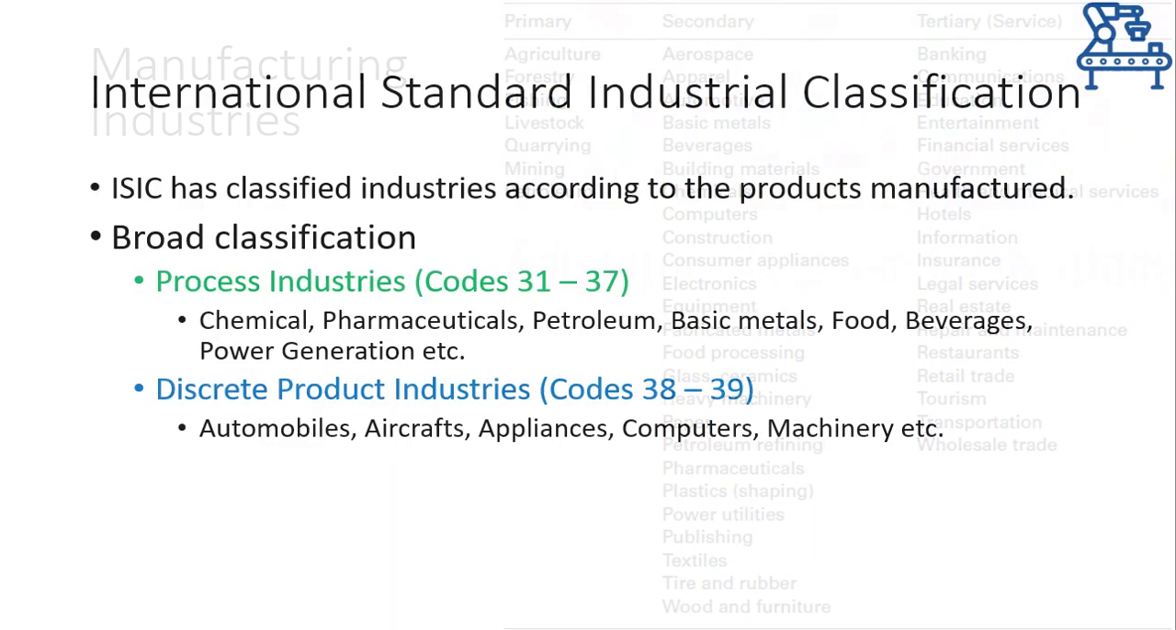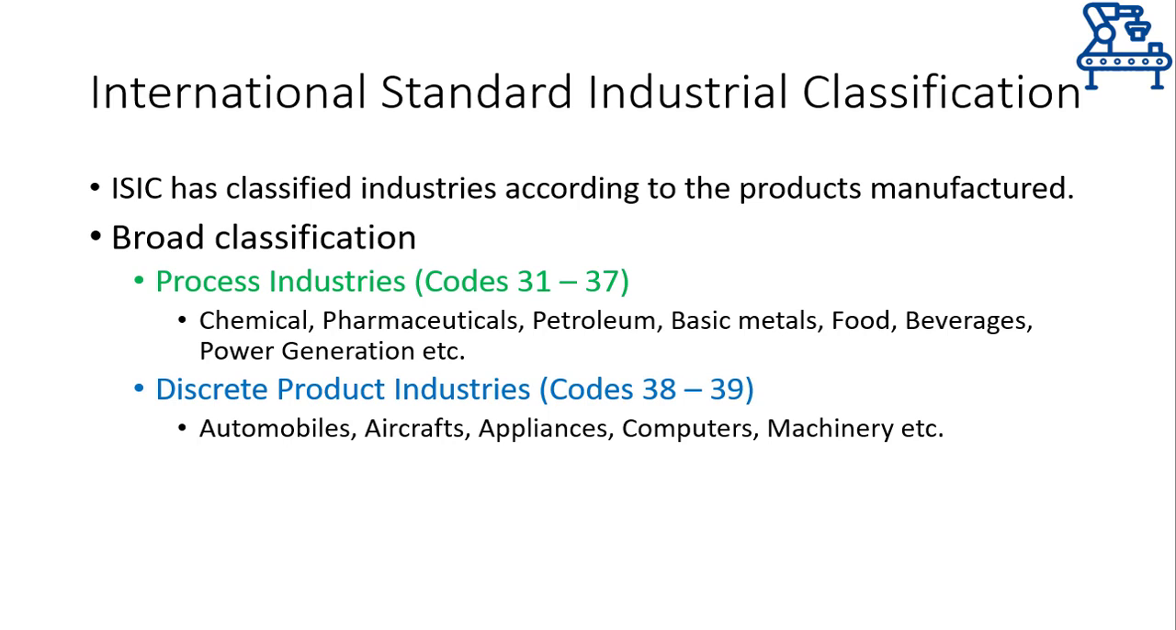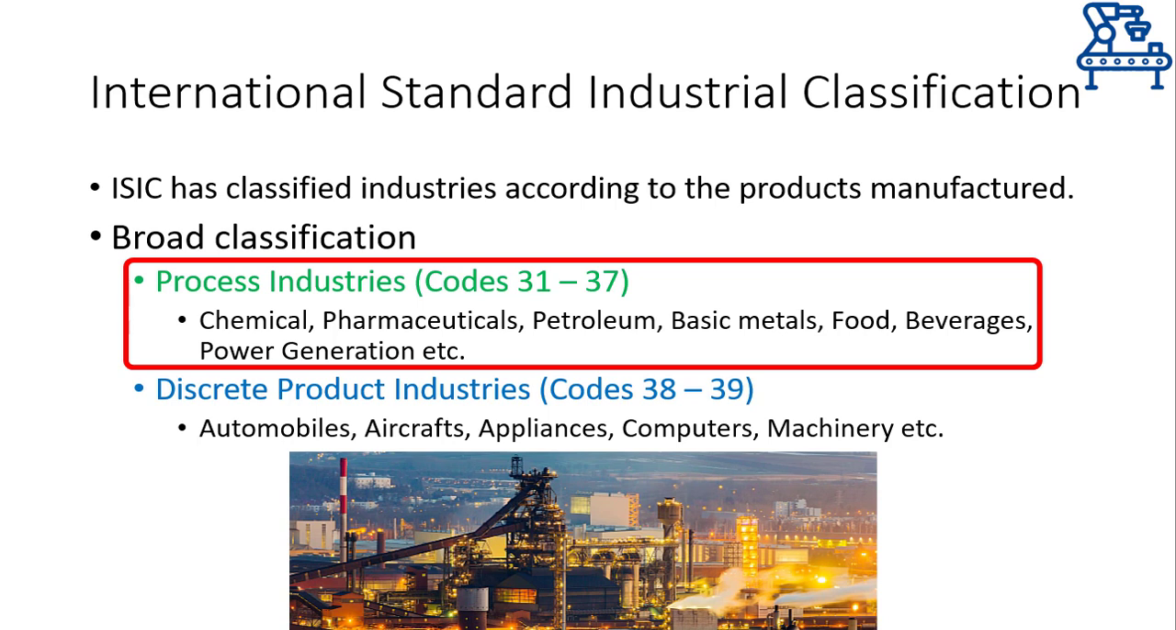The International Standard Industrial Classification has classified industries according to the products that are manufactured in a particular industry. Broadly, there are two kinds of secondary industries. One is called the process industry, whereas the other is called the discrete product industry. In the process industry, the output is continuous. For example, chemicals, beverages, petroleum, power generation, etc. And these industries are given codes from 31 to 37 by the International Standard Industrial Classification. Note that although the output of the industry is continuous, it is provided to the customer in discrete packaged form. For example, beverages in bottles, chemicals in containers, etc.